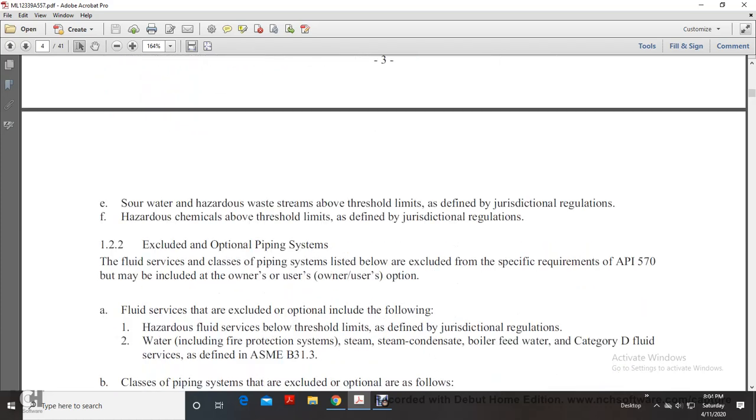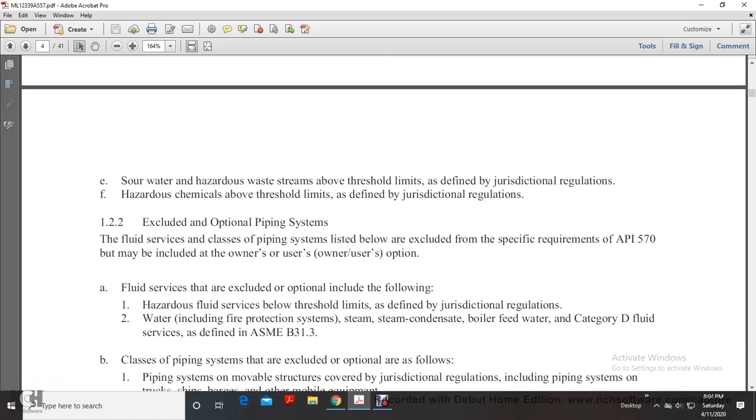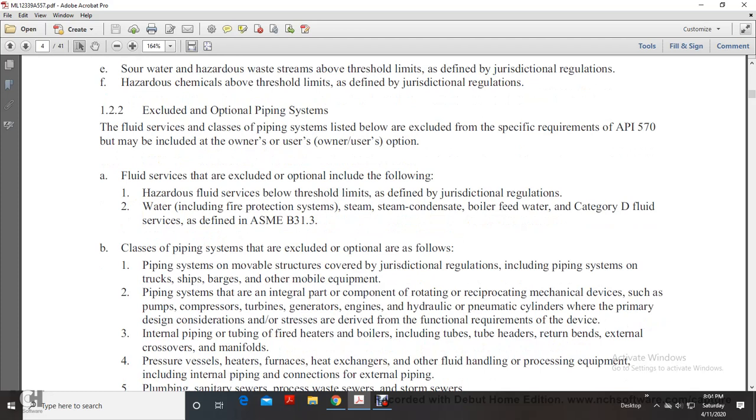1.2.2 Excluded and optional piping systems. Fluid service classes for the piping systems listed below are excluded from the specific requirements of API 570, but may be included at the owner/user's option. Fluid services that are excluded or optional include hazardous fluid services below threshold limits as defined in jurisdictional regulations; water, including fire protection systems, steam condensate, and boiler feed water; and Category D fluid services as defined in American Society of Mechanical Engineers B31.3.